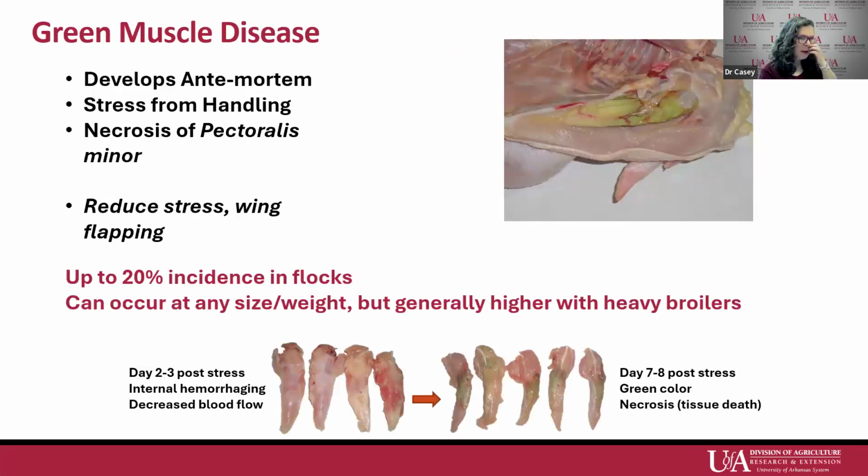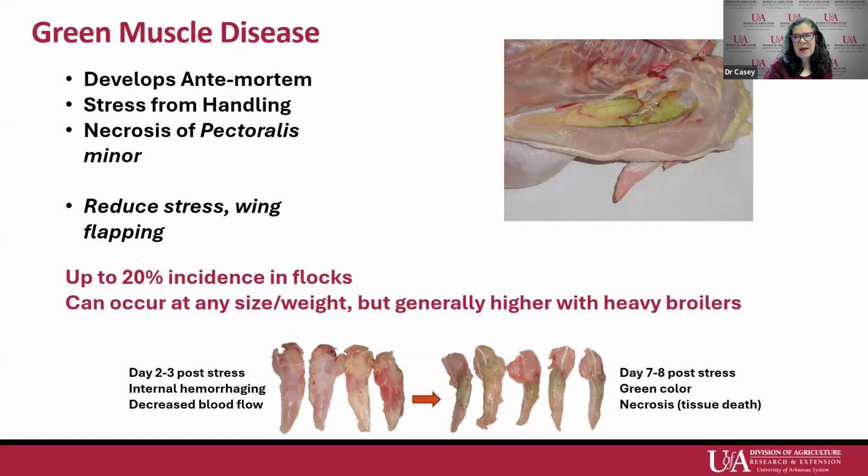Okay, moving on. The next issue is green muscle disease. This is a condition that develops in the antemortem period, usually within the week prior to processing, and is stressed from handling of the bird. So if that bird gets really active, starts flapping its wings, you may see more of this. So if the lights go out or the feed goes out and the feed is delivered and the birds get really active, then you may see an increase in incidence of this at the processing plant.